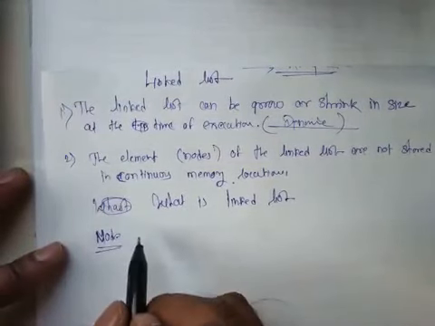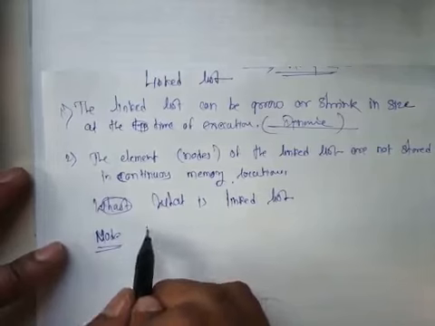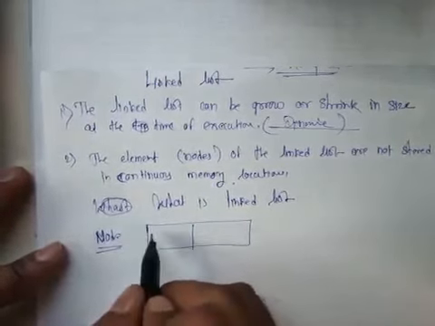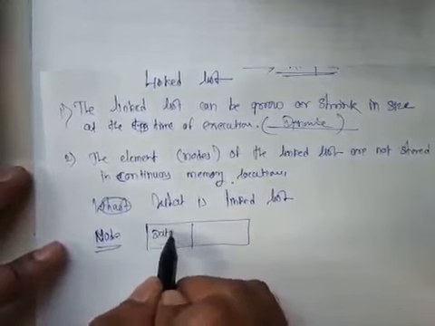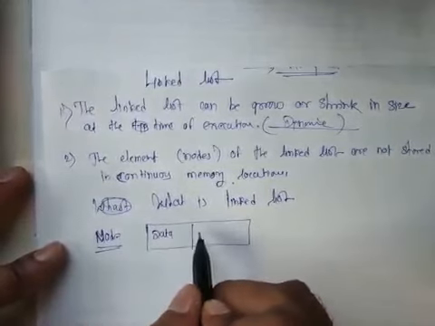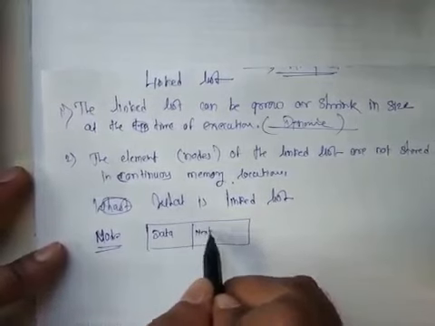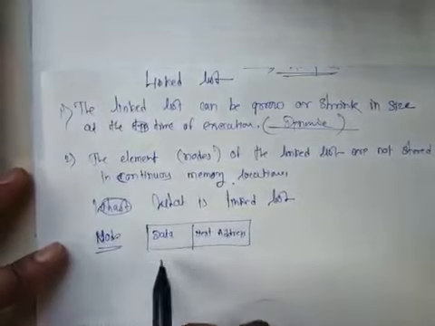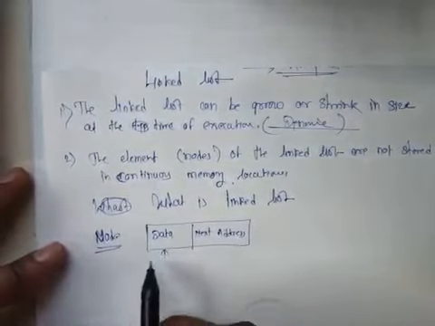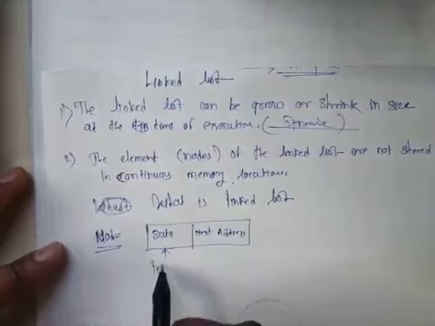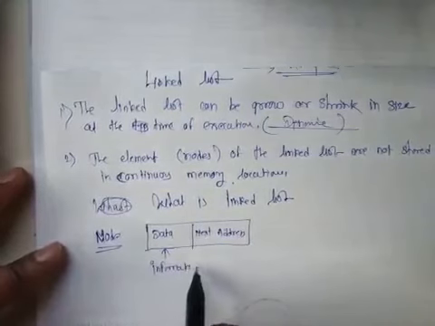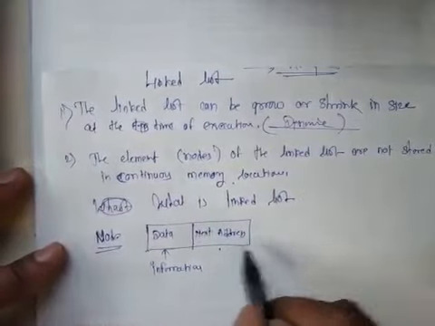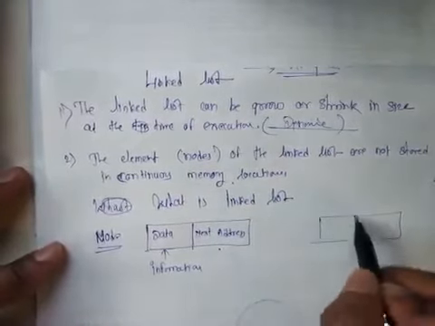This node contains two fields. One is a data field and the other one is a next address field. The data field stores the actual data value, or you can say information. And the second field, the address field, basically stores the address of the next node.